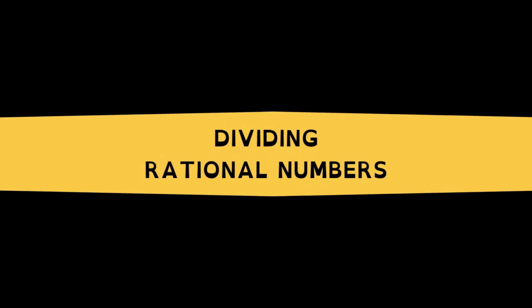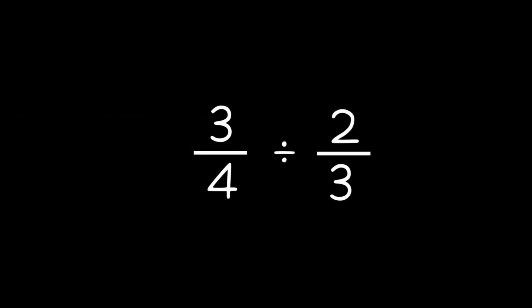Let's start with some fascinating examples to understand division with rational numbers better. Imagine we have the rational numbers 3 over 4 and 2 over 3. How do we divide them? To divide 3/4 by 2/3, we multiply the first fraction by the reciprocal of the second fraction.